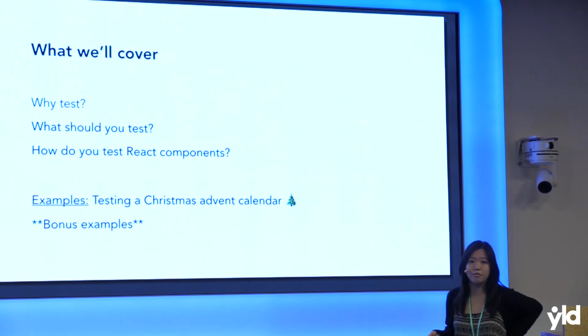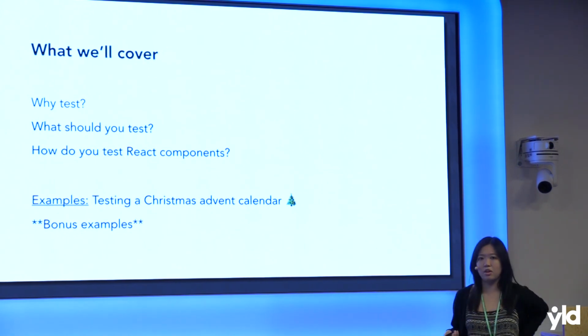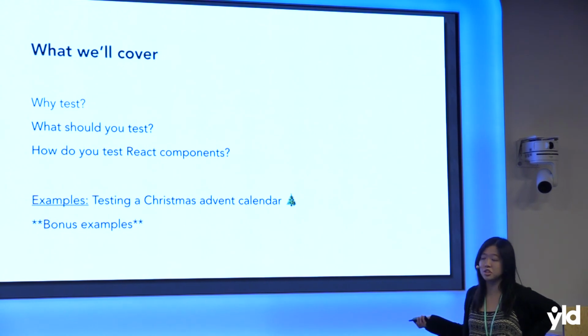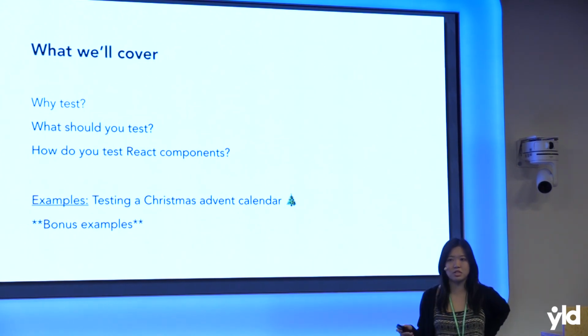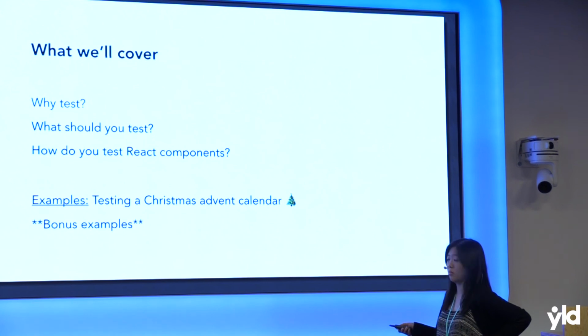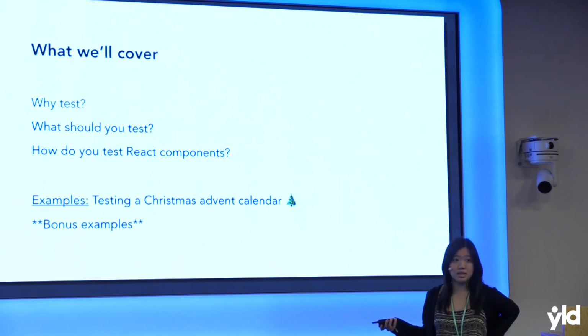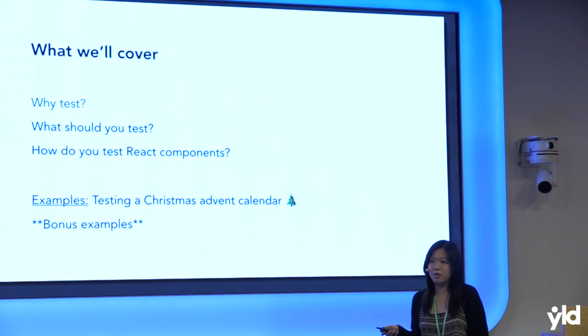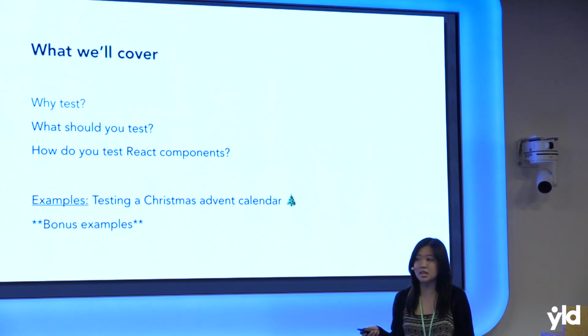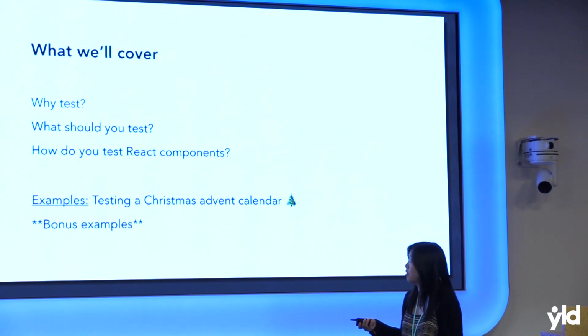I'm going to start off with a quick introduction on why testing in general, why should you test, what should you test, and how do you test React components. I'll start off with just a sense of what your experience is with testing. And then we'll move on to an example. In the spirit of Christmas, the example is a Christmas advent calendar. Hopefully we'll start off with some basic testing examples, and then hopefully we'll have time to get to the bonus examples, which will be a few concepts more in depth.